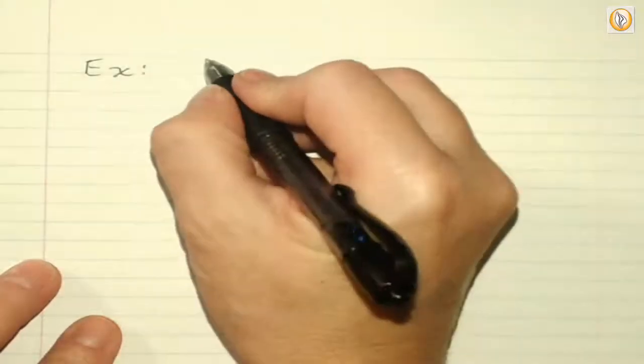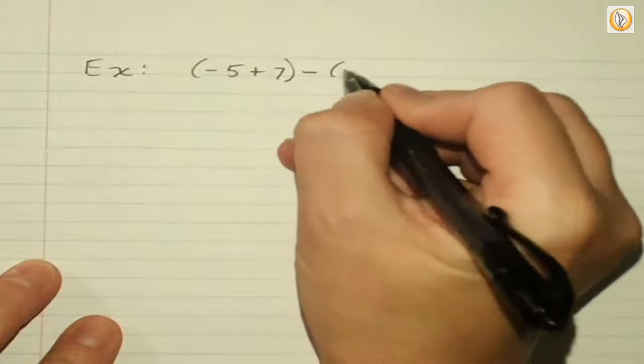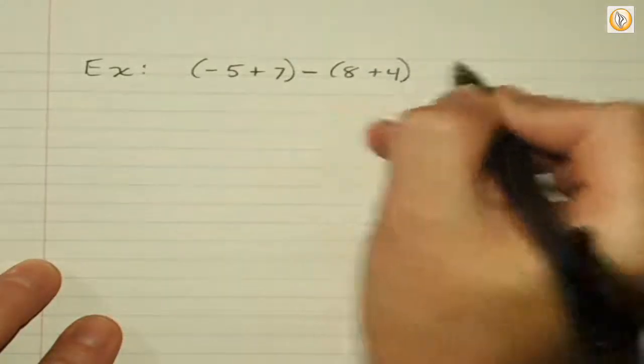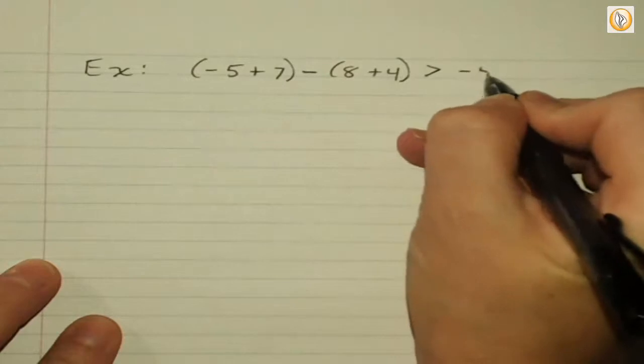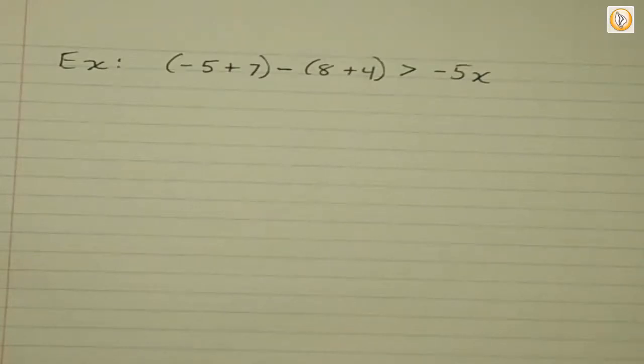Okay? All right. Look at this example. Negative 5 plus 7 minus 8 plus 4 is greater than negative 5x. This is a lot of work. Stop crying. All right. What's the first thing I'm going to do? Raise your hand.